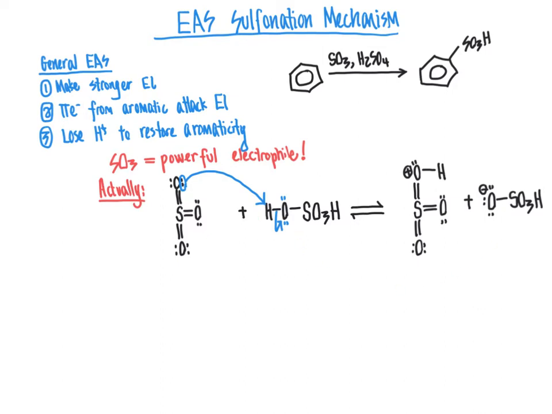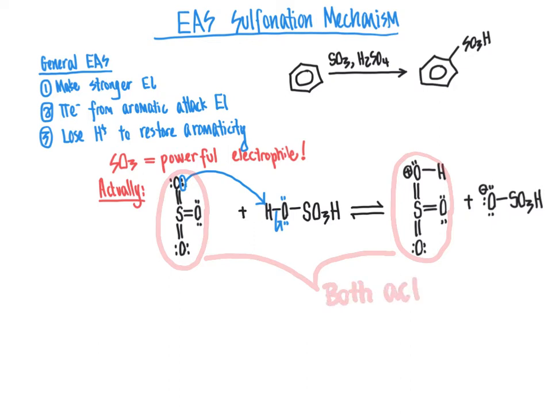And so as a result of this equilibrium in the reaction of SO3 with H2SO4, there are actually two different reasonable electrophiles in this reaction, or prevalent electrophiles. One of those is just SO3 from this side of the equation. The other is the protonated form of that over here. So either of these electrophiles can be used in the next step of the mechanism. So both of these will act as our electrophiles.